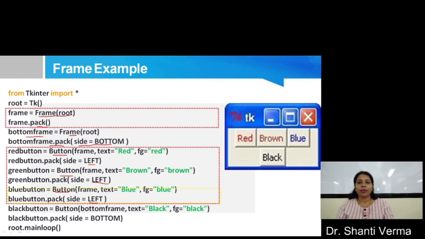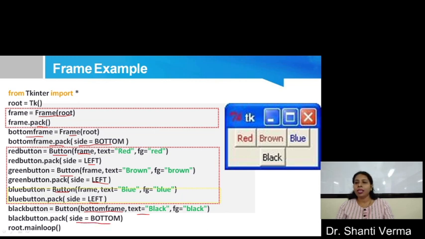Now you have to create a next button in the bottom frame. You can see here I pass this bottom frame, while in the previous buttons I pass this frame. So these red, brown and blue are placed in a frame, while this black is placed in the bottom frame. And then while packing you place it at the bottom, side equals to bottom.